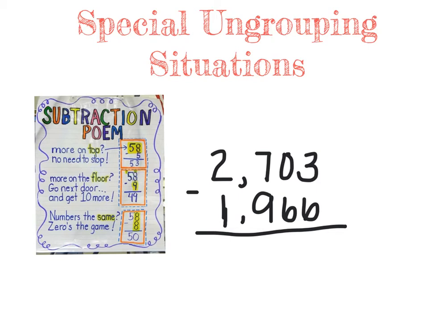The last way that I'm going to show you how to subtract is when you're subtracting special ungrouping situations. And the reason why this one is so special is because the top number contains a 0 and then other numbers than 0. So let me show you how you would solve this problem. So our problem has 2,703 minus 1,966. Again, I'm going to be using my subtraction poem to help me solve this problem.